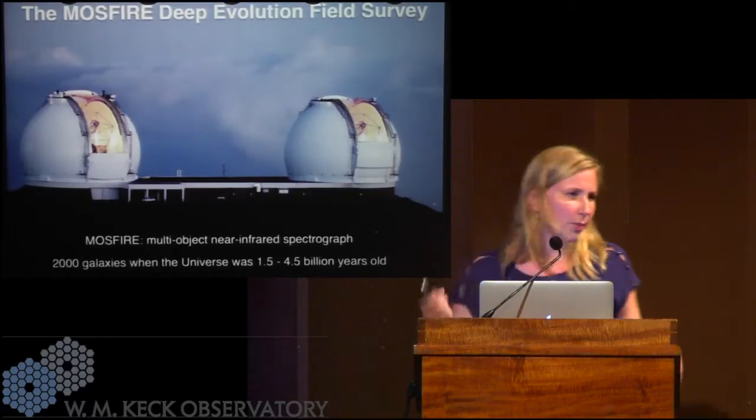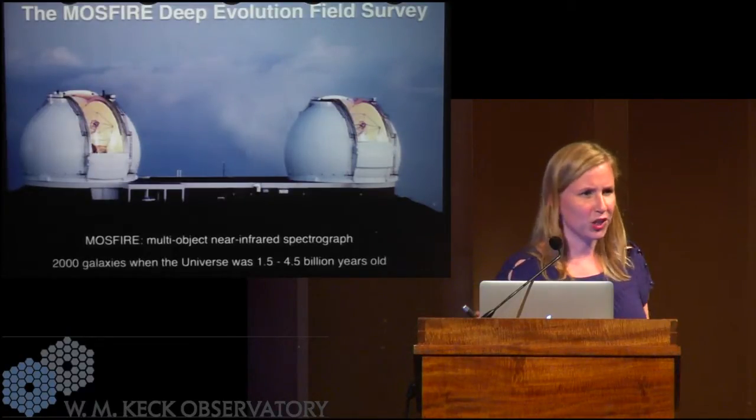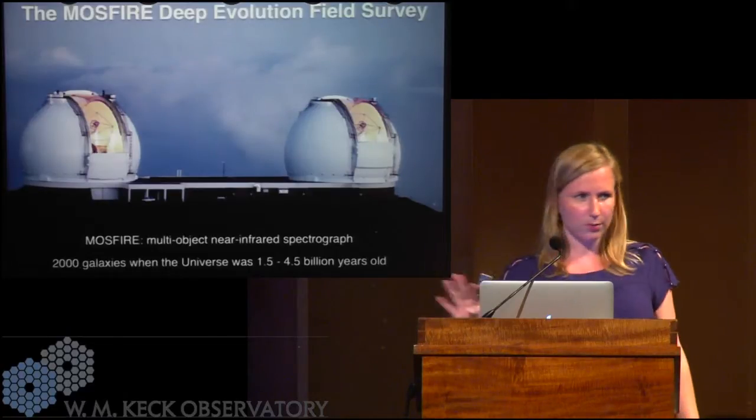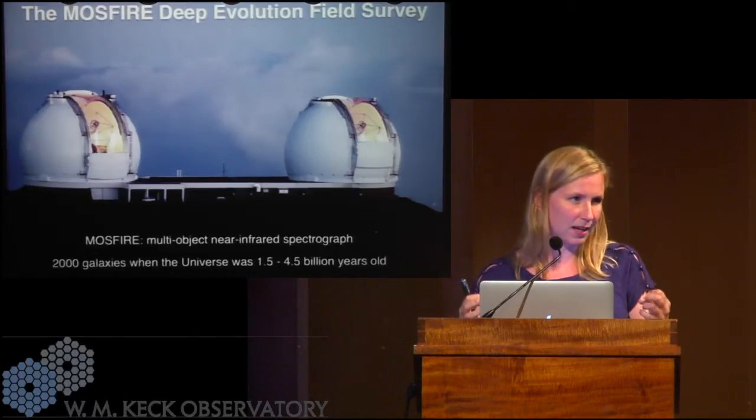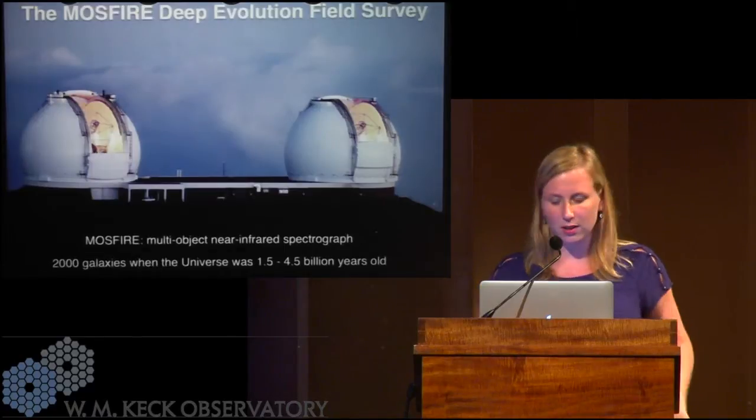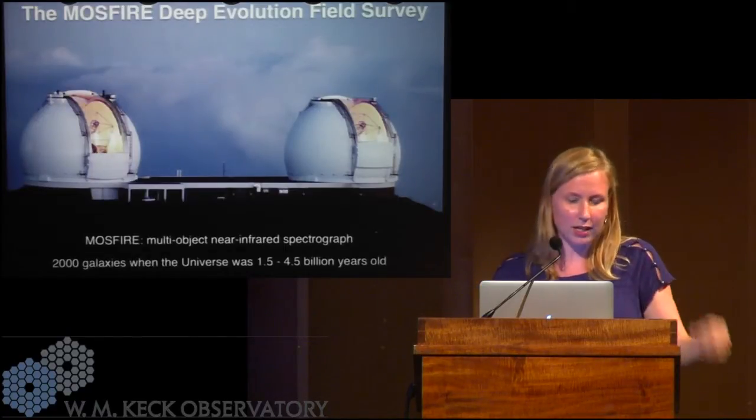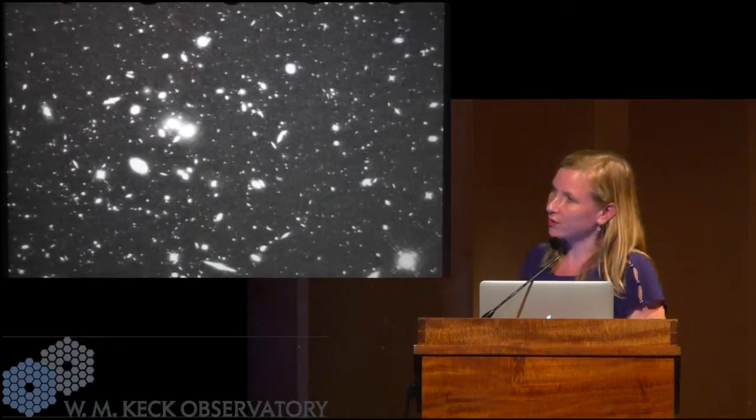Okay, so what am I talking about when I'm talking about spectra? So how does this actually look? I want to give you an illustration of how this data and these spectra look, and what we do with them before we can actually use them.